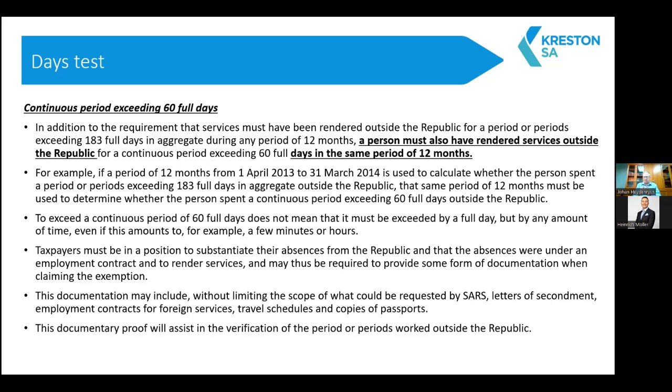But then, what you've determined: I'm looking now, today is the 24th of October. So I look back from the 25th of October 2022 to 24 October 2023. Was I outside South Africa for 183 days? If I was, I qualify for 10(1)(o). Then I'll also look at, was I in that period continuously outside South Africa rendering services for 60 days? If yes, then I qualify for both the 183 and the 60 days.